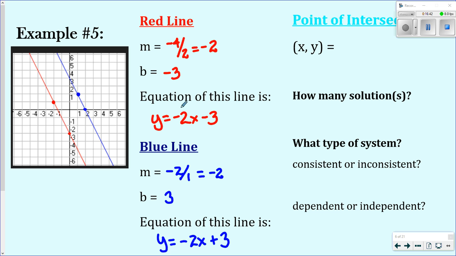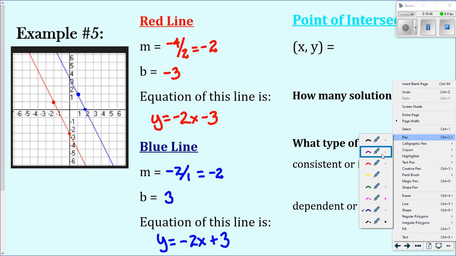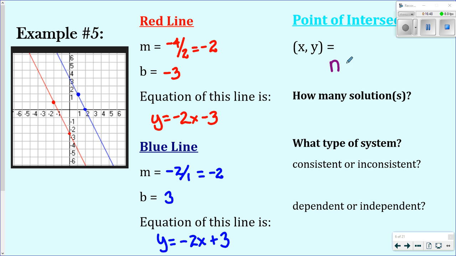All right, so since they're parallel, is there any point of intersection? No. I'm going to put none. None. And I'm just going to put parallel lines, because parallel lines never meet. They're never going to have a solution. How many solutions? 0. 0 solutions.